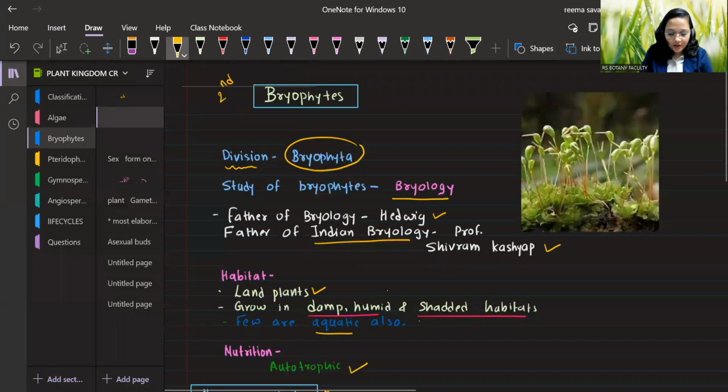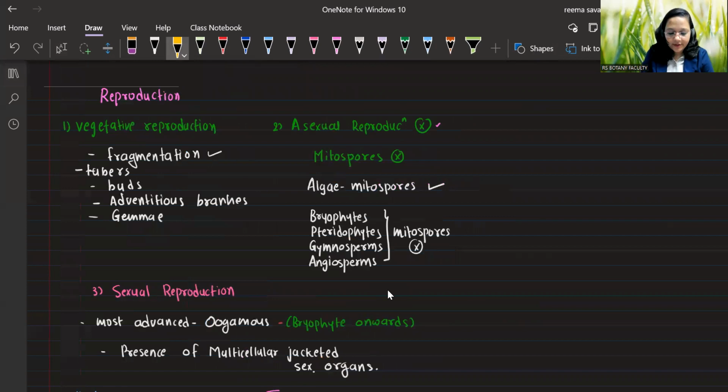Now, how do they reproduce? Their reproduction can be vegetative reproduction. In vegetative reproduction, they reproduce by fragmentation, by tuber formation, by bud formation, adventitious branches and gemma. But asexual reproduction is absent. We have studied mitospore formation in case of fungi and algae, but from bryophyte onwards, these mitospores do not form. So what are mitospores? Those that develop due to mitosis, but here mitospores are absent.